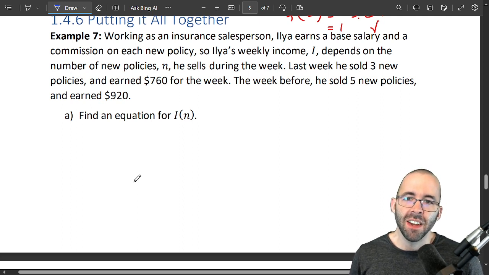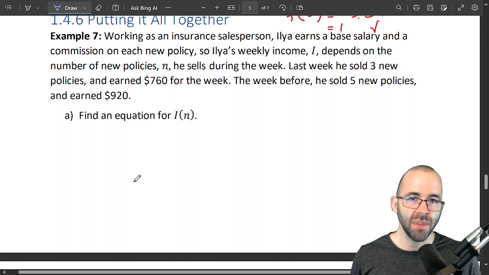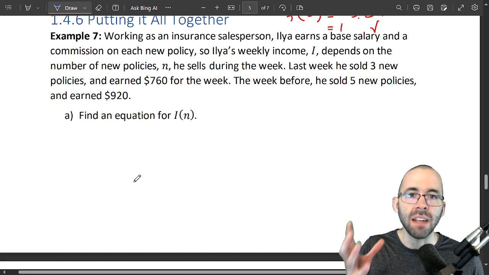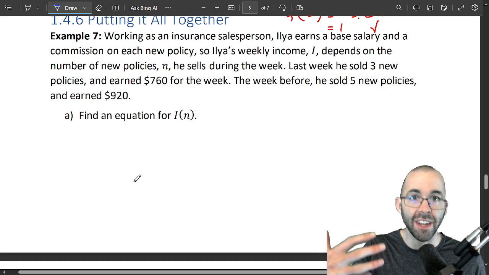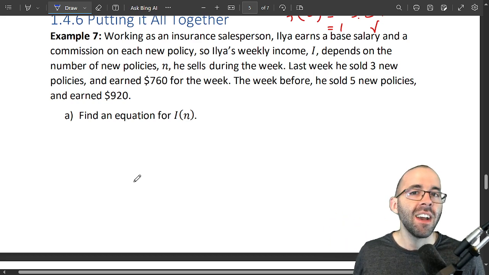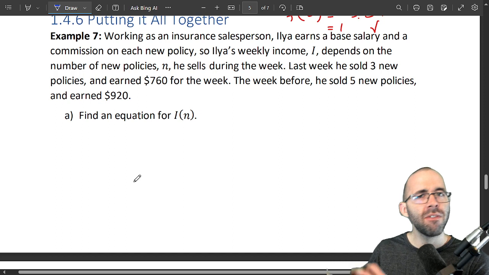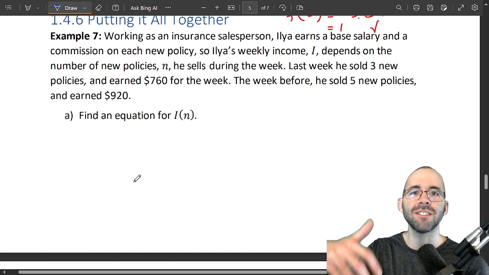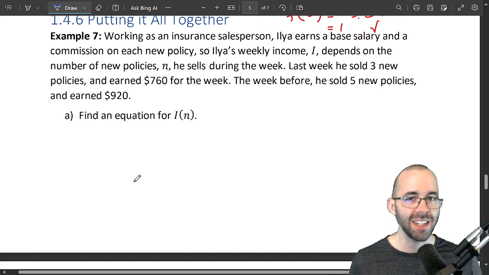Example 7. Working as an insurance salesperson, Ilya earns a base salary and a commission on each new policy. So again, just think about the phrasing that we've talked about. A base salary, okay, that's something that's fixed, happening all the time. And a commission on each new policy, oh, that's variable payment. Oh, okay, fixed and variable. Oh, this is looking like it's going to be something like a line maybe.